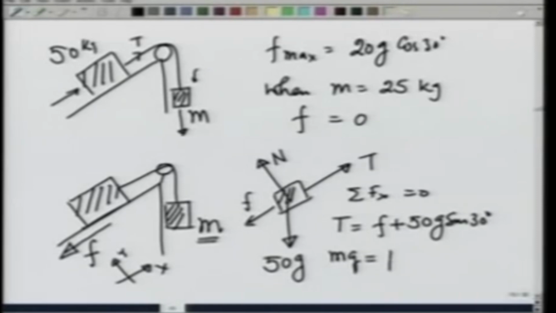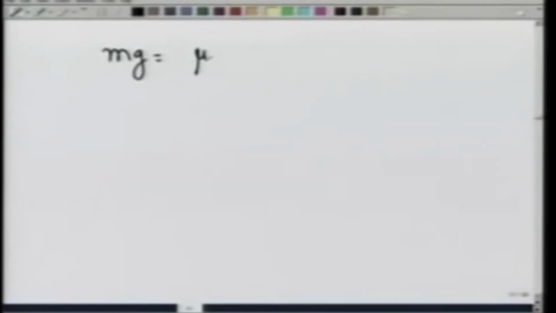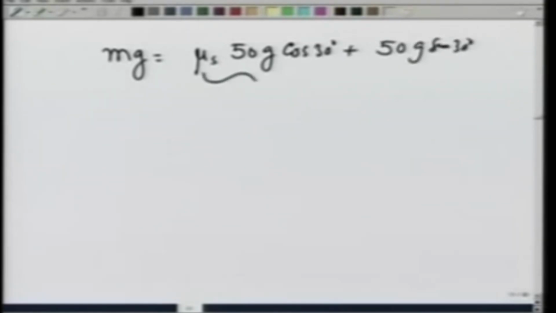F is nothing but mu times 50 g cosine of 30 degrees, and plus I have 50 g sine of 30 degrees. And therefore, if I put in the numbers I am getting mg is equal to mu s times 50 g cosine of 30 degrees plus 50 g sine of 30 degrees. This is the maximum possible friction. So, this gives me the maximum possible mass m that will keep the whole thing still in equilibrium.